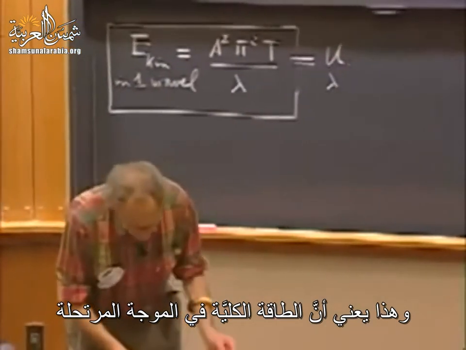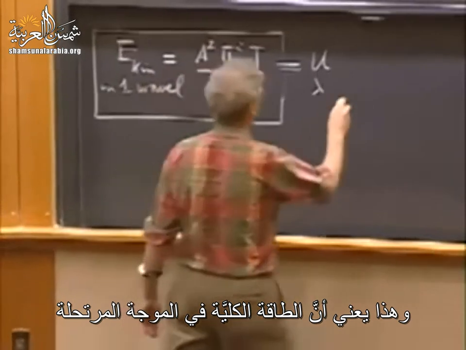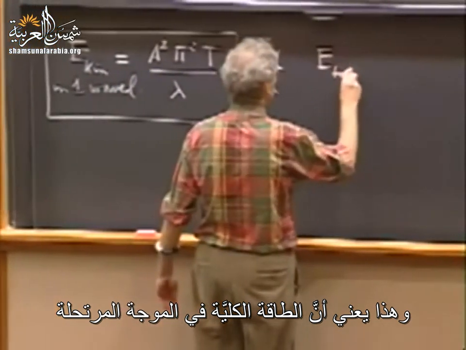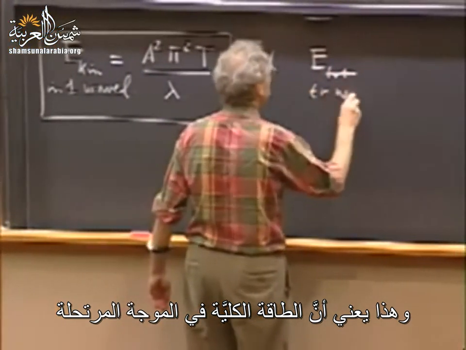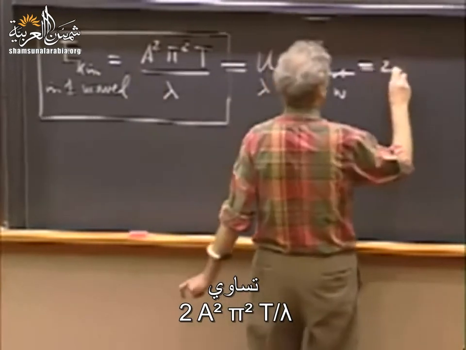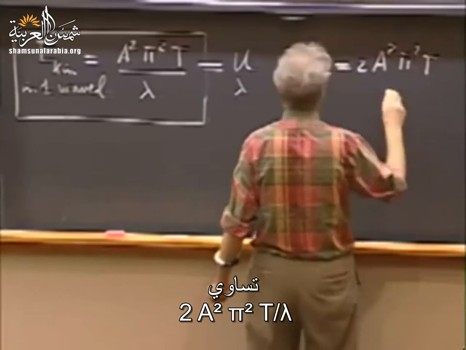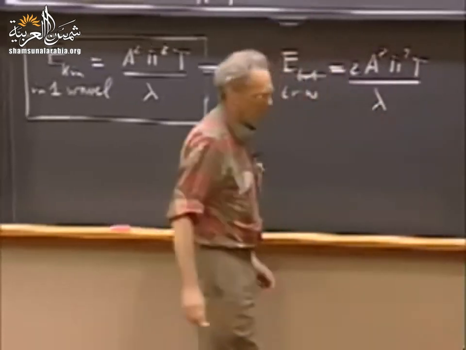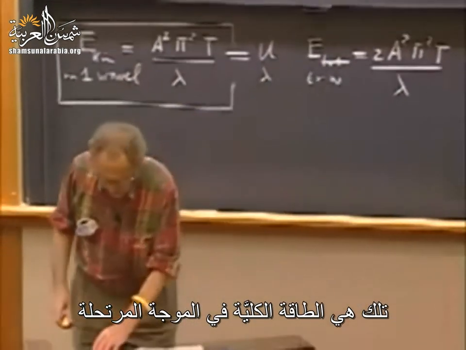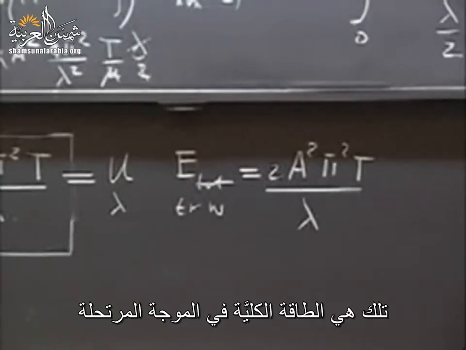And so what that means then is that the total energy in a traveling wave is twice this. Kinetic energy plus potential energy. That is the total energy in a traveling wave.